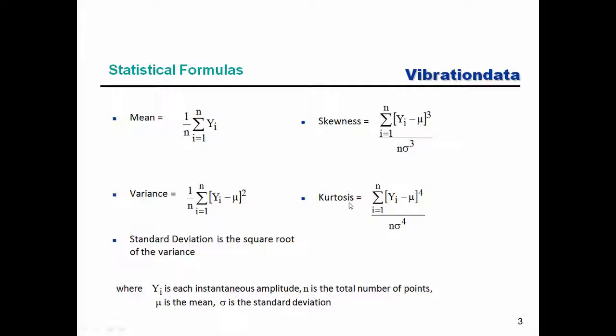Then there's kurtosis, which is very similar to skewness except for 2 differences. You take this difference, raise it to the 4th power, and the standard deviation is raised to the 4th power. Kurtosis helps us to understand how peaked the data is, whether peak or peaked is the right term to use. Maybe I need to look that up in a dictionary, but you get the idea that the higher the kurtosis value is, the more peaks we're going to see in the data, the more prominent the peaks will be. So these are just some of the basic statistical formulas that we use for characterizing signals, more particularly random vibration signals.